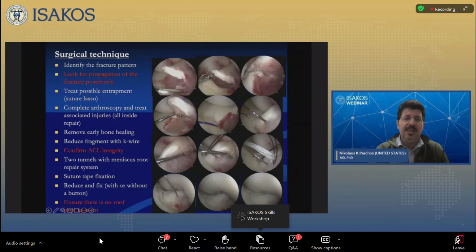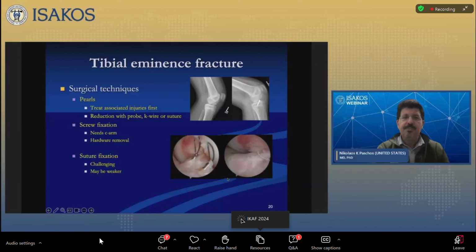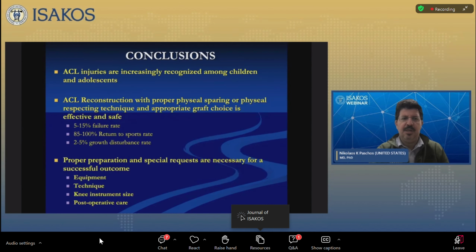non-displaced. Same technique here. I think you need to confirm the ACL integrity. You need to see if there is a propagation of the tear back on the PCL. And sometimes I use a K-wire to fix it, but I think it's very, very powerful. You're going to use a screw? I don't use a screw because it needs a second surgery. It needs fluoroscopy. So make it simple. I think the current techniques allow us a lot of things.